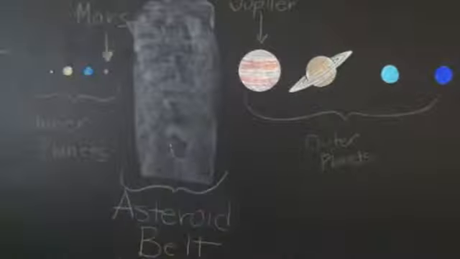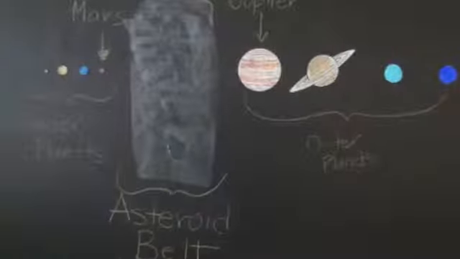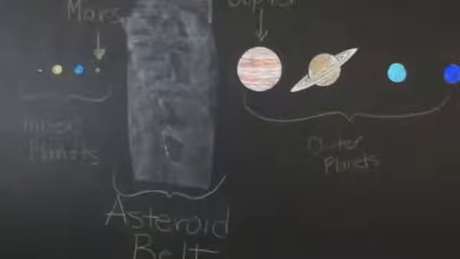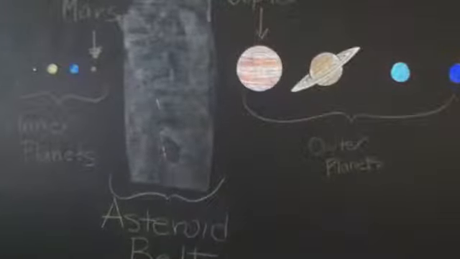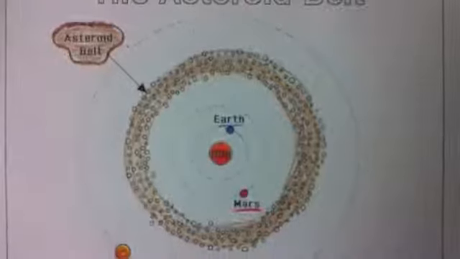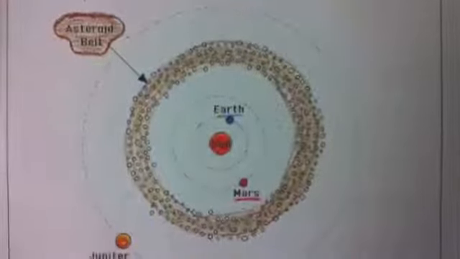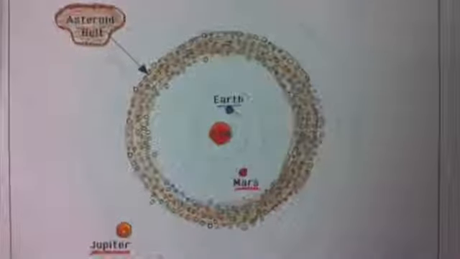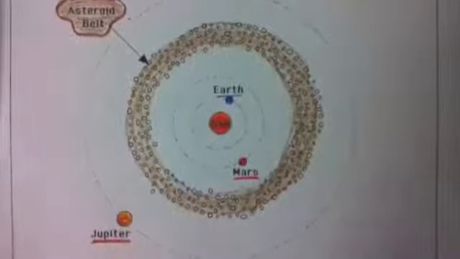This region is called the asteroid belt. Asteroids are chunks of rock and metal that orbit the sun. As you can see here, the asteroid belt is located between Mars, the last inner planet, and Jupiter, the first outer planet.